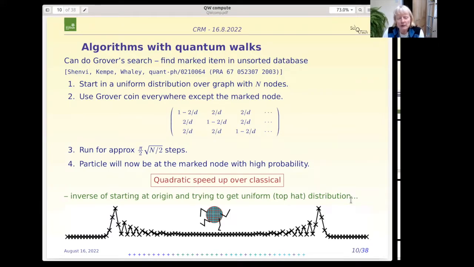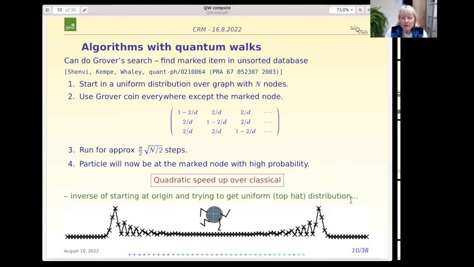And indeed, if you keep running it, it will spread back out again to its original distribution and then come back to the marked state. So it does indeed oscillate, and you do get that reversibility. But of course, if you're doing an algorithm, you won't want to run it any longer. You want your answer in the shortest time possible.